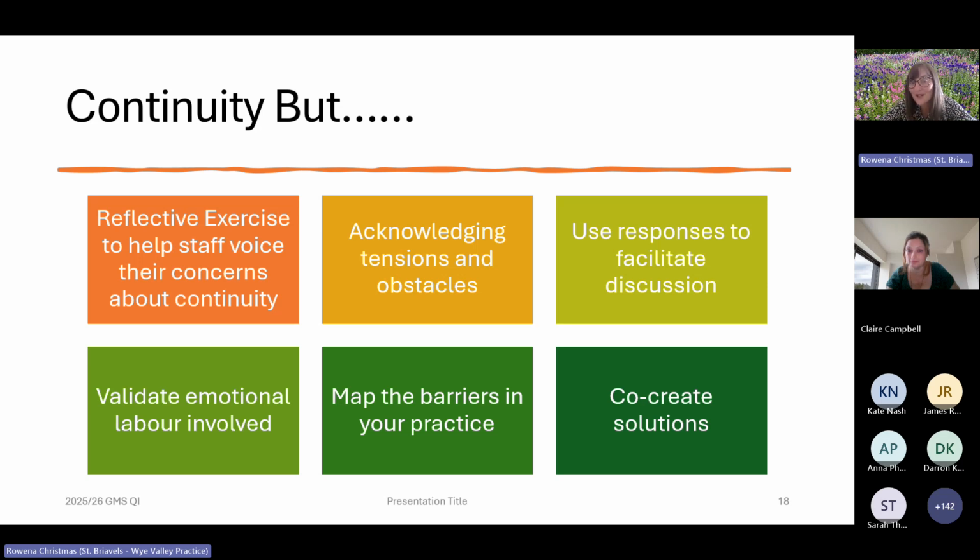It might well bring to the surface hidden frustrations or systemic constraints that people are just thinking, this is never going to work. And really importantly, it explores emotional responses to the challenges with continuity, and hopefully, shared, they become a bit less of a barrier. Looking at practical obstacles that prevent continuity in day-to-day practice is really important. People feeling burnt out is probably one of the biggest barriers, and that needs to be acknowledged.